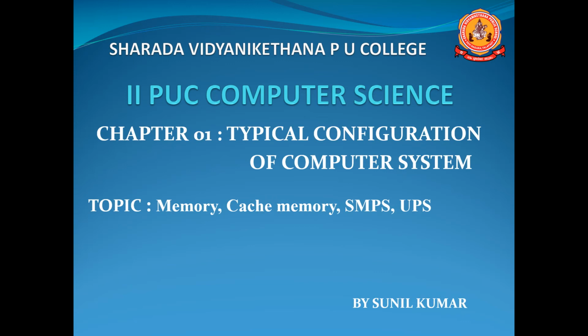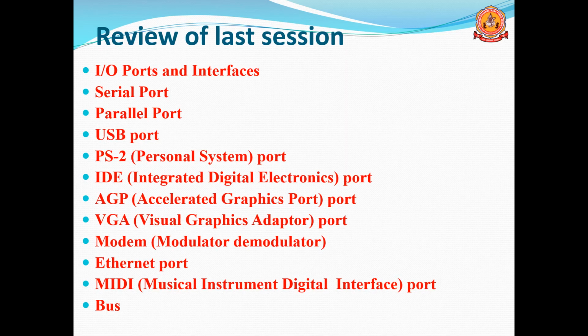Today we are moving to the fourth session based on the chapter Typical Configuration of Computer System. And today our topic is different types of memory. In memory, we are discussing primary memory and also secondary memory, then cache memory, SMPS and also the UPS. So it's the last session of this chapter. So let us move to the topic now.